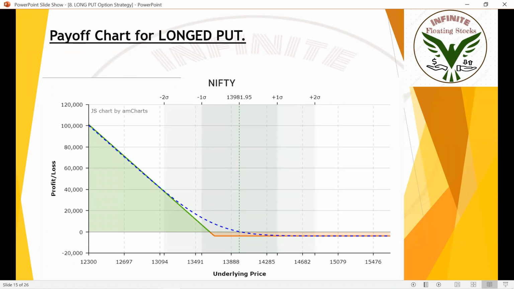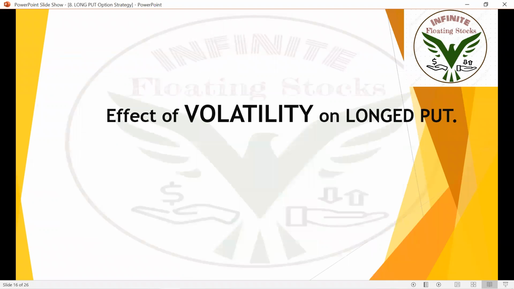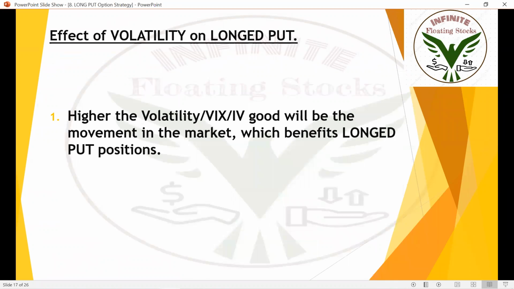So that's all about the payoff chart. And this is how the chart looks. I mean, the payoff diagram or payoff chart. That's how it looks. Okay. Effect of volatility on long put. So it's very simple. The higher the volatility, VIX or IV, the better the movement in the market, which benefits long put positions. Okay, so same effect.